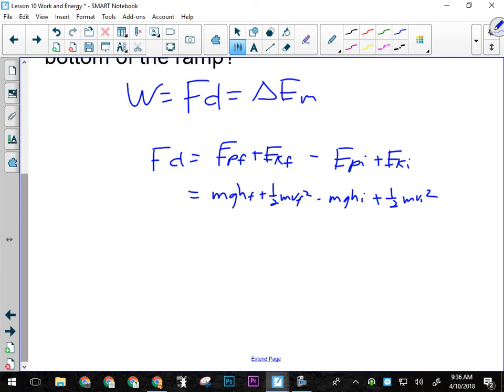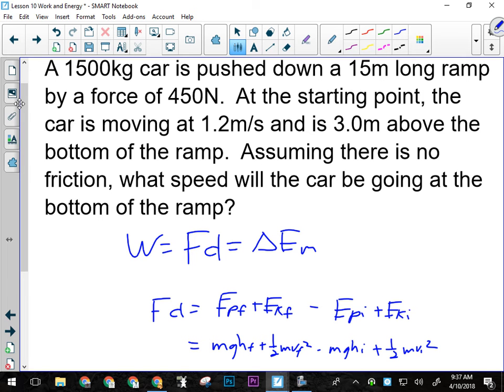In some cases, one or more of those forms of energy may be 0, depending on the situation that we are dealing with. So in this question here, a car is being pushed down a 15-meter long ramp. So the ramp is 15 meters long. We have to envision how this looks. So this side is the 15-meter long side.